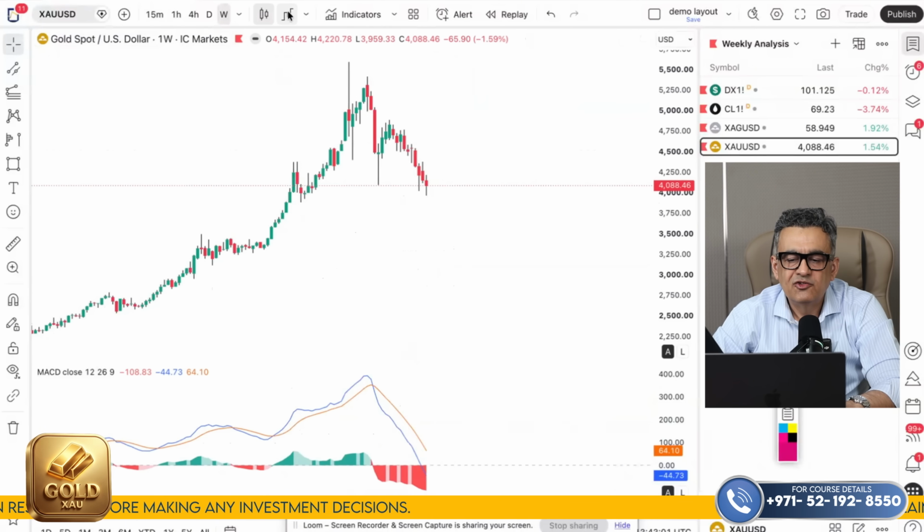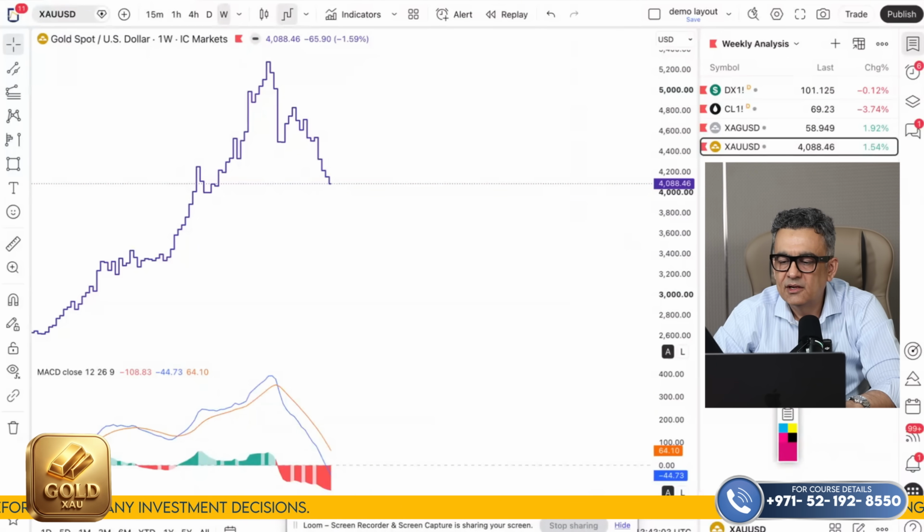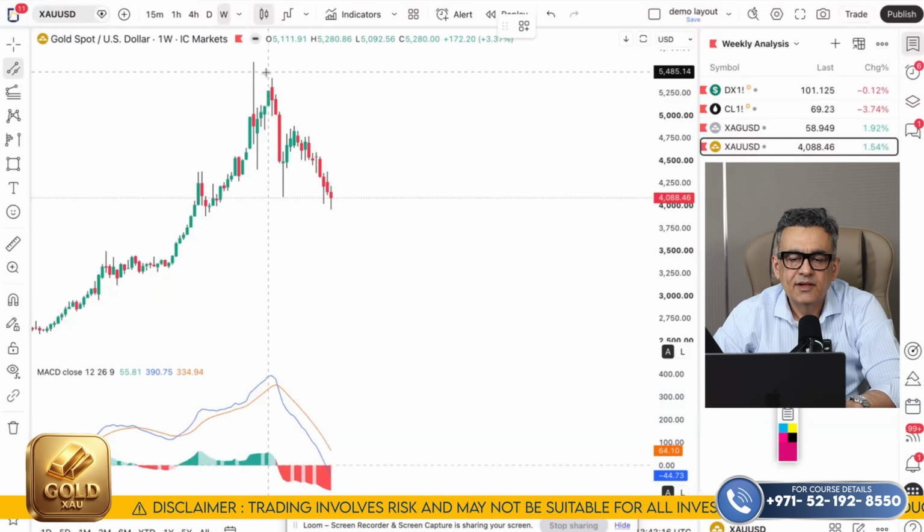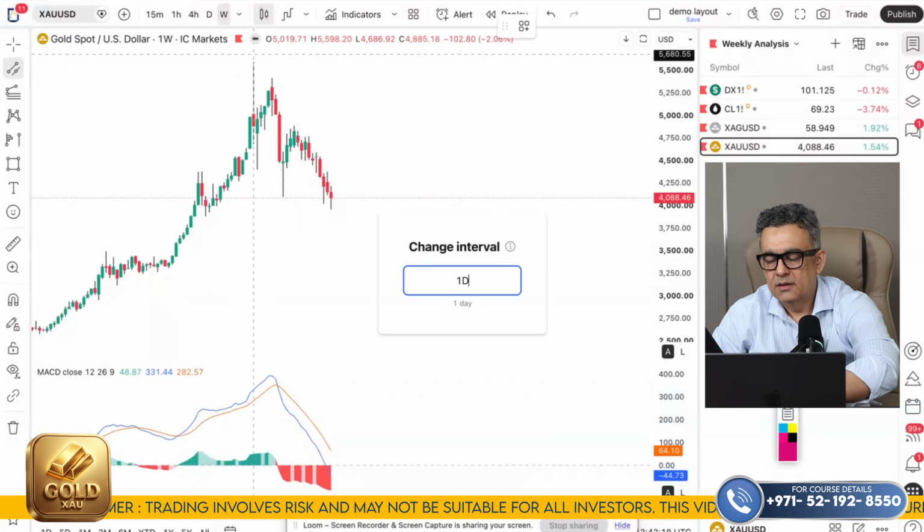Now here I'll be changing to line chart. The weekly structure is still bearish. It is clearly printing the sequence of lower highs and lower lows. And I'll be applying a falling channel here on the weekly frame. Let's apply on the daily here.